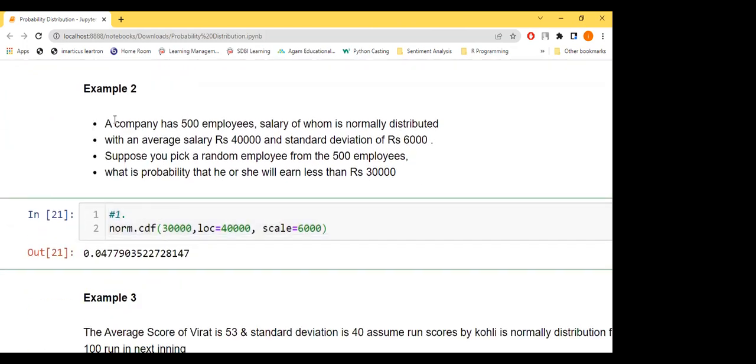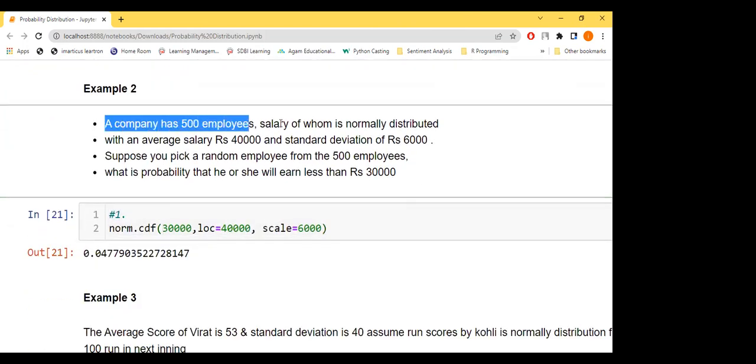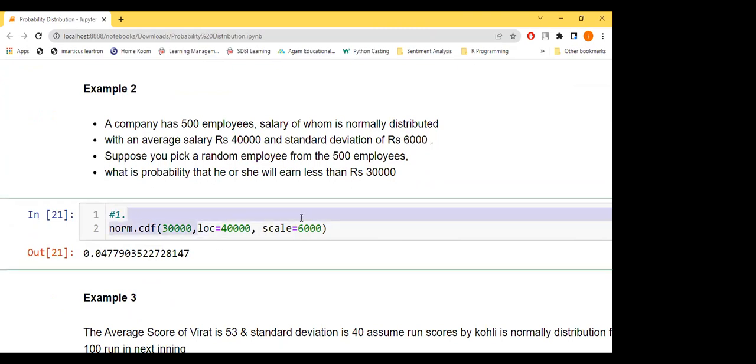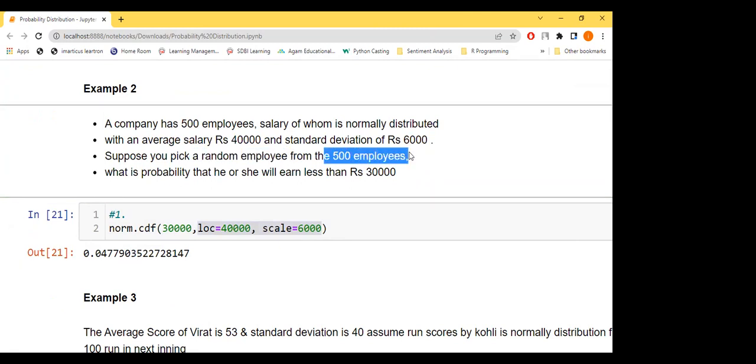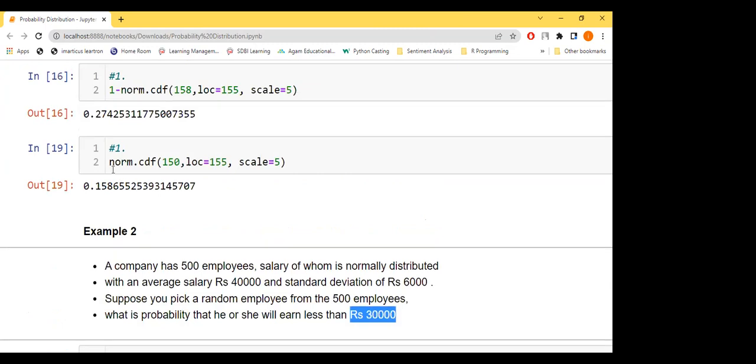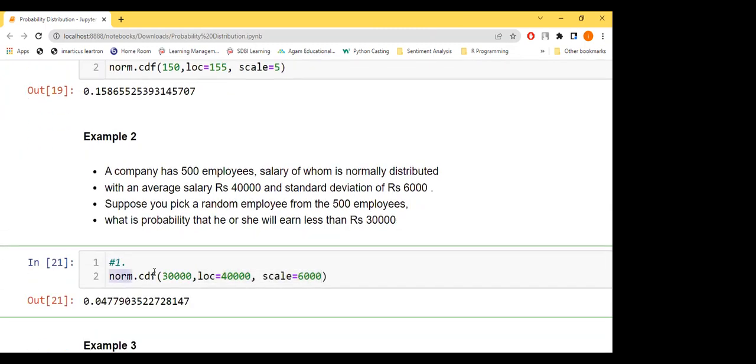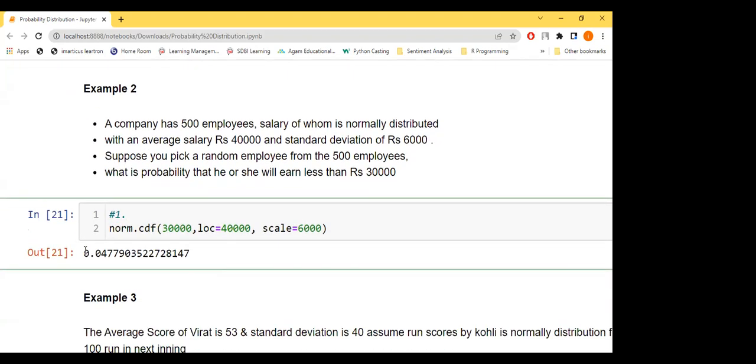Next, second, I have taken number of employees. A company has 500 employees. Salary is normally distributed with average 40,000 and deviation of 6,000. Mean and standard deviation. Suppose a random employee is picked from 500. Means out of 500, you pick anyone. And that salary is less than 30,000. Remember, it is less than, so we don't have to subtract. norm.cdf, 30,000, LOC, 6000. So 4% chance the person will have salary below 30,000.